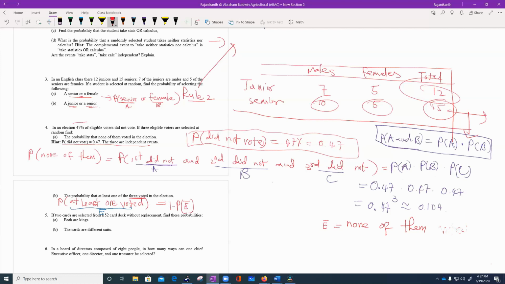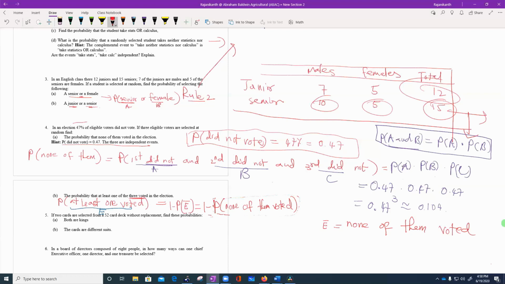If your event E is at least one voted, then E bar is none of them voted. That means all three did not vote. Does that make sense? Yes. That means I'm changing at least one to none of them. In words, 1 minus P of E bar means 1 minus the probability that none of them voted. So the complement of at least one is none of them. Gotcha. Okay, good. But very easy now. We know the probability that none of them voted. This is the part we got previously. You see the first part, part A, we already found the probability of none of them voted. What is the answer we got for part A?